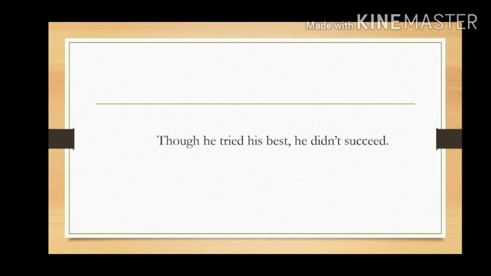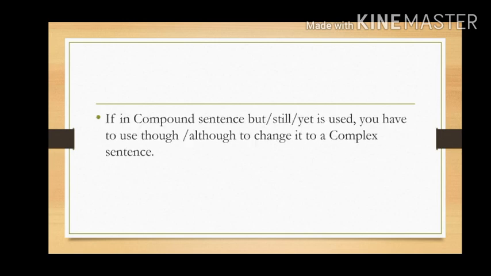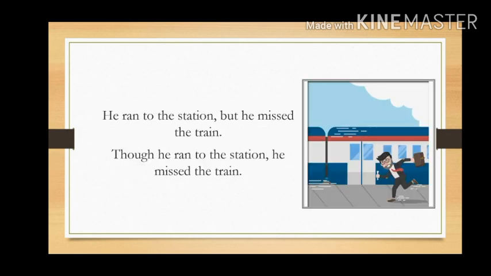I'll tell you some more important things you have to remember when you convert a compound sentence to a complex sentence. If in a compound sentence, but, still, or yet is used, you have to use though or although to change it to a complex sentence. Example, he ran to the station but he missed the train. We can write the sentence like this. Though he ran to the station, he missed the train.